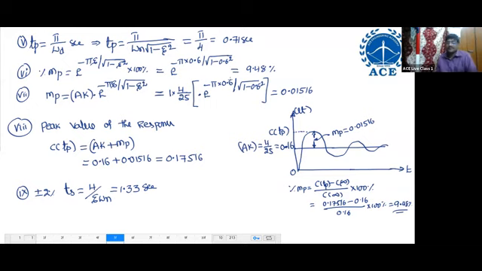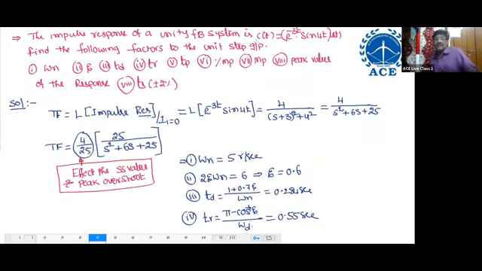Next, one more thing here. Sometimes in the exam, what is given? Impulse response of unity feedback. Because the impulse response is mentioned, we can directly find the transfer function. From the transfer function, we will find the specifications, so all the factors we will find.